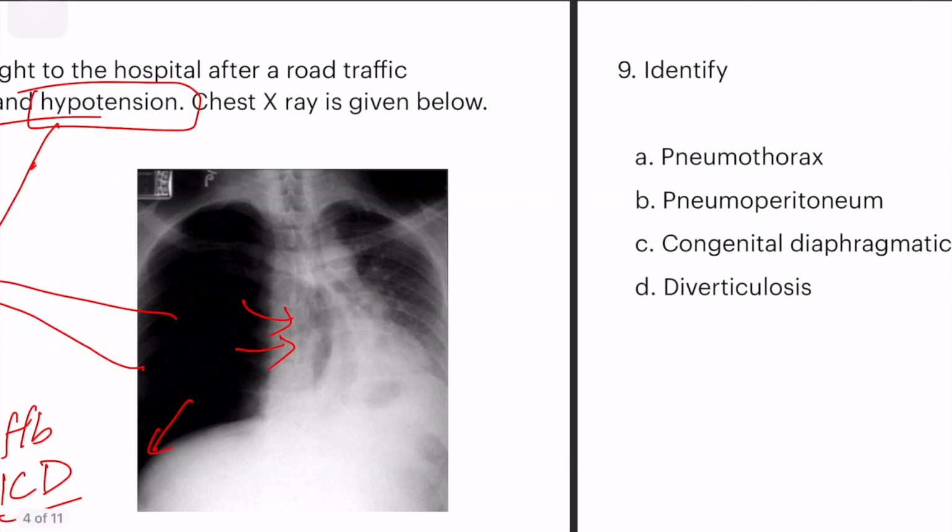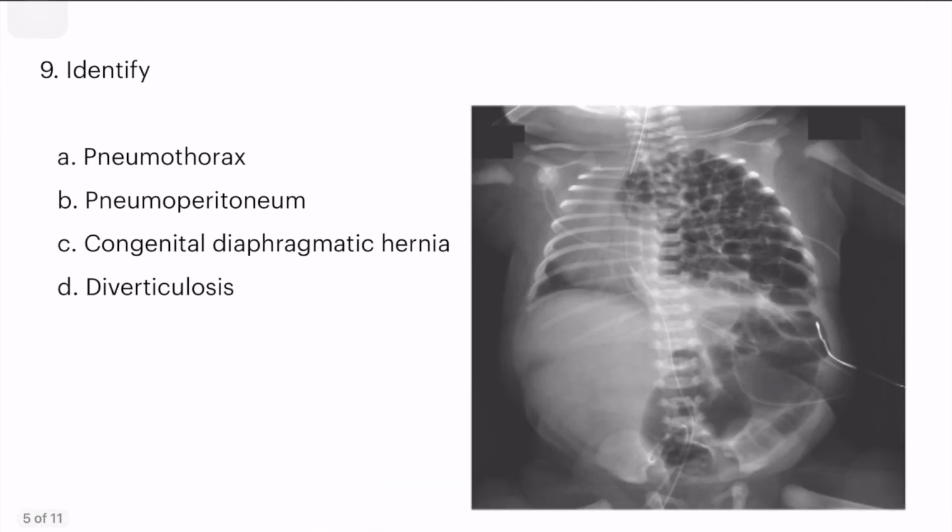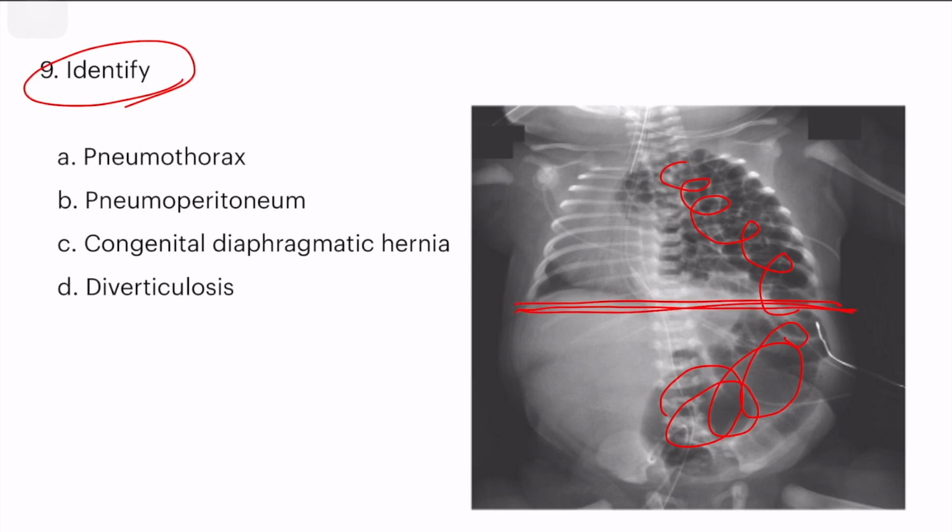So, next, the question just says identify. So you should see the image, and here, first, you have to understand what's happening. These are the bowel loops, and the bowel loops are communicating with the chest. This means that the barrier in between, which is the diaphragm, is damaged. When you look at the options, only one has the diaphragm involved, which is congenital diaphragmatic hernia, and that becomes the answer. And pneumothorax you just saw in the previous question.